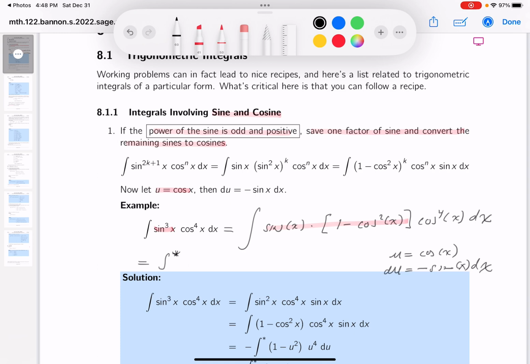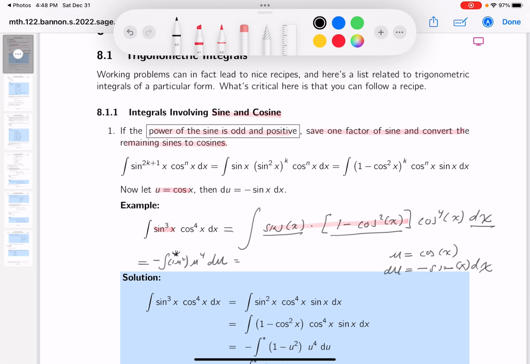And let's do it. What do you see over there? Well, I see sine x dx. What's that equal to? Minus du. Right, that part's done. Then what do I see? I see 1 minus u squared. I'll write that down. And then I see u to the 4th.